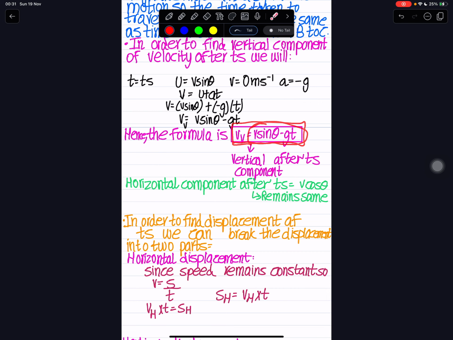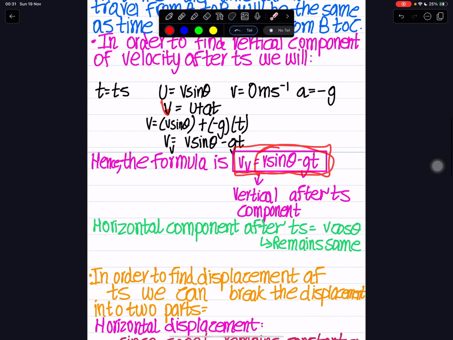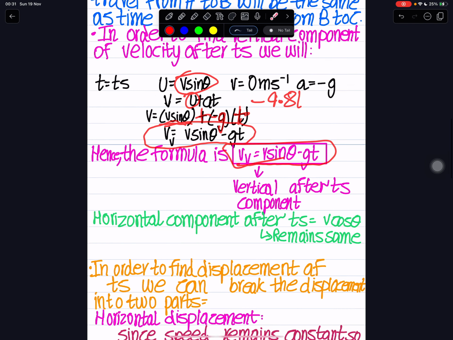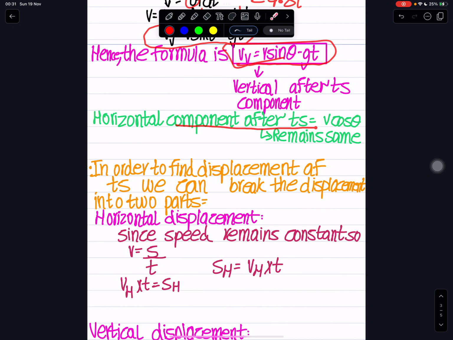So how did we get this? As you know, v is equal to u plus at, and the initial velocity was v sin theta, the acceleration was negative g, which is negative 9.81, and the time taken was t seconds. Hence we got the vertical component of velocity after t seconds to be v sin theta minus gt, and the horizontal component after t seconds will always remain the same, which is v cos theta.